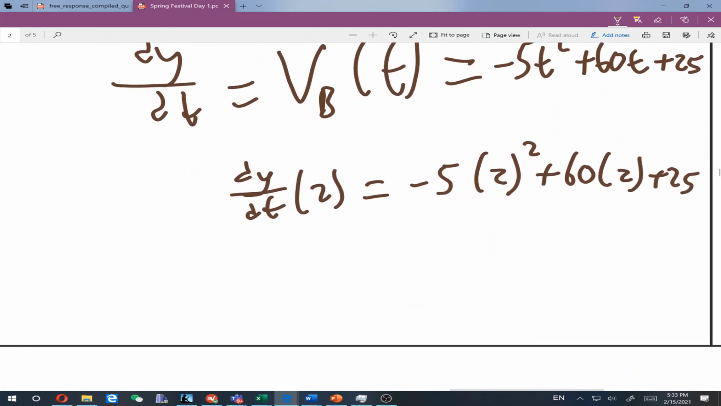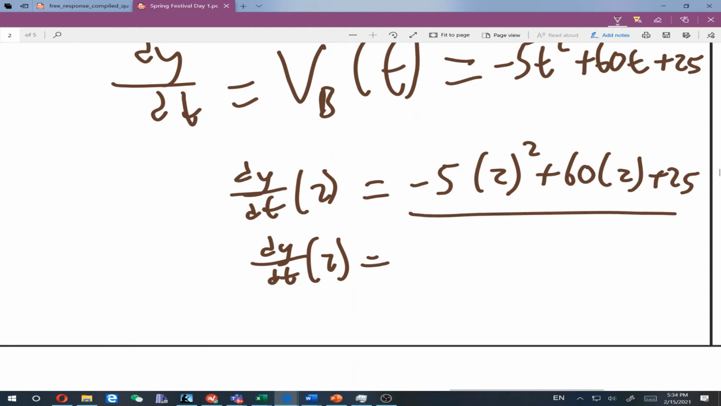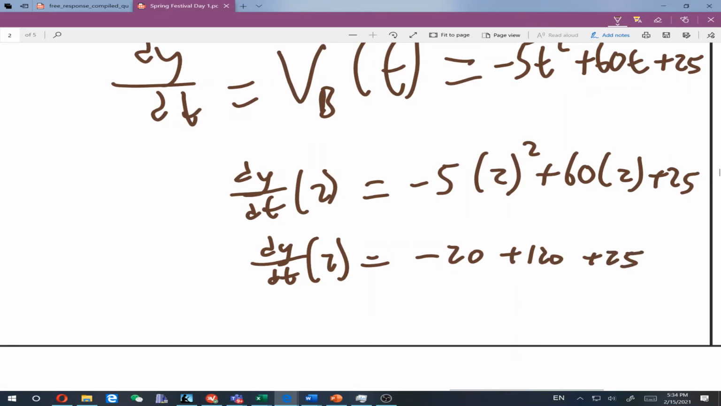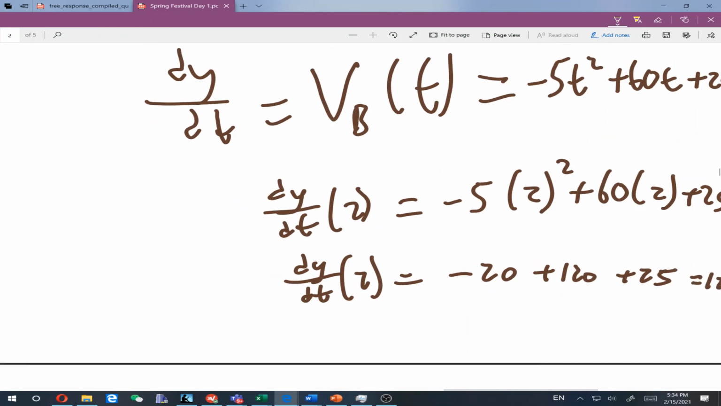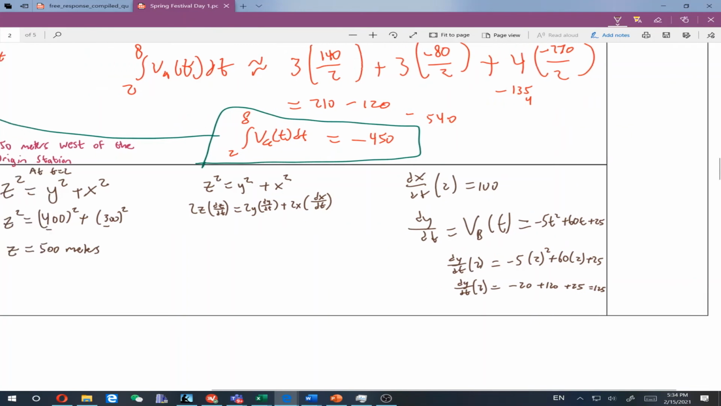Okay, Kyle, still with you? Don't need to divide the whole function by 2. This is just plugging in the time t equals 2. So not actually multiplying here. So I've substituted t for 2. What's going to happen here? 125, okay. So train B is traveling at 125 miles an hour north.